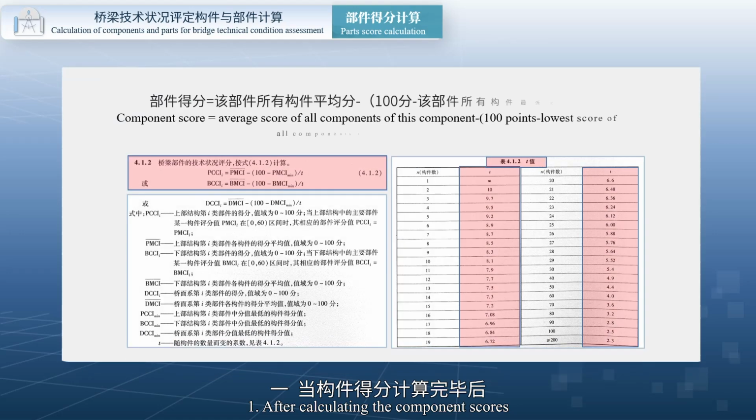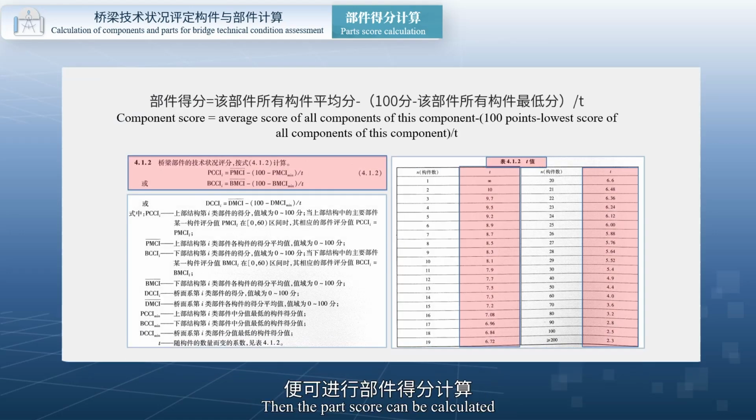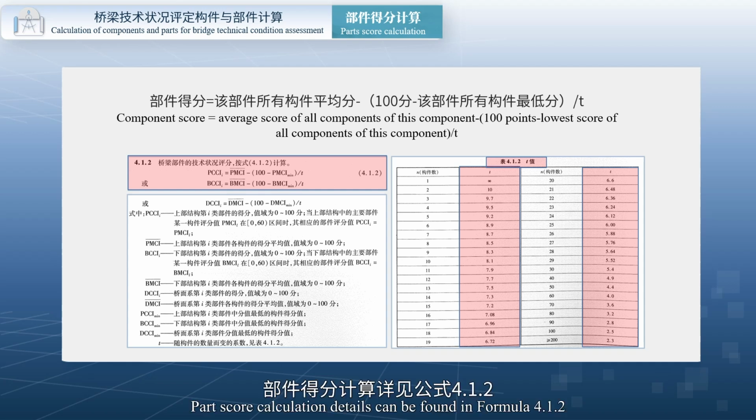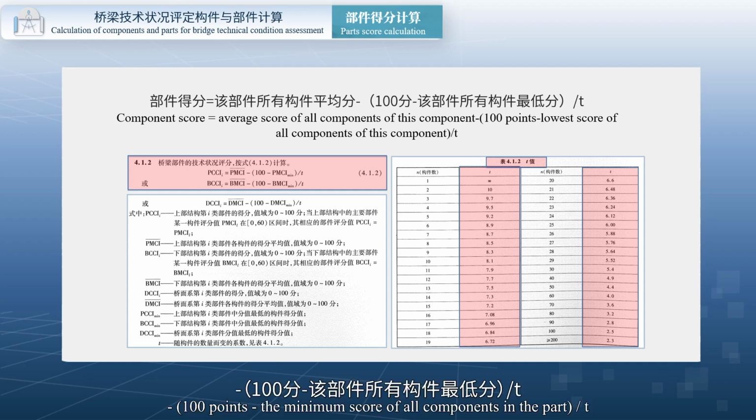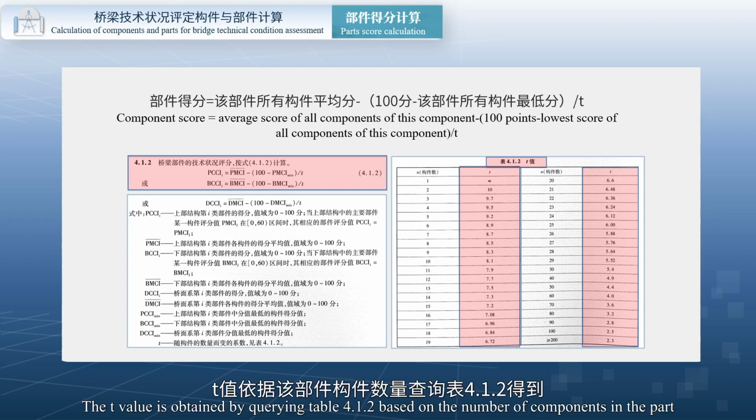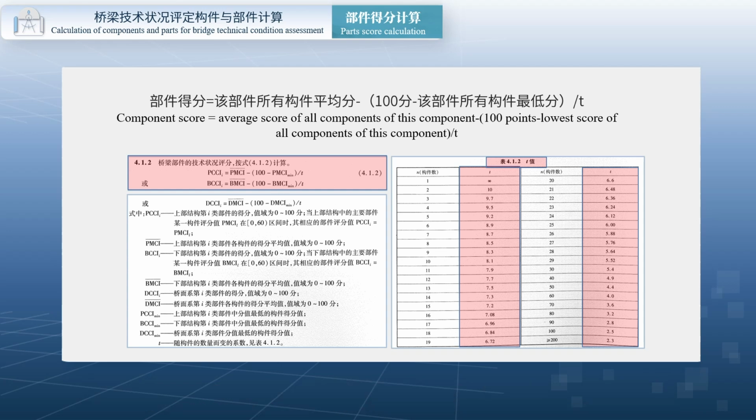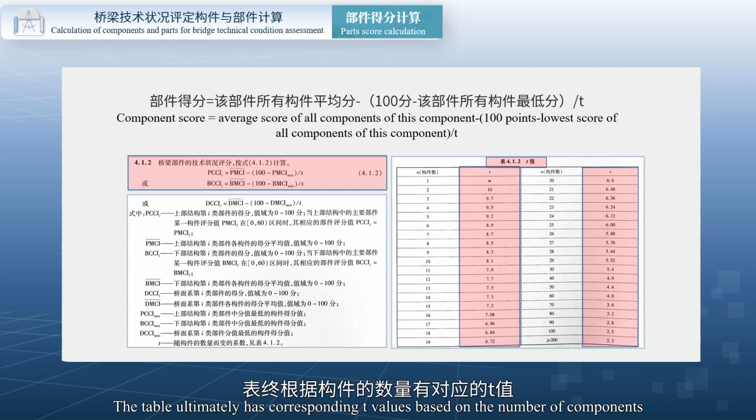First, after calculating the component scores, the part score can be calculated. Part score calculation details can be found in Formula 4.1.2. Part score equals the average score of all components in the part, plus 100 minus the minimum score of all components in the part, divided by T. The T value is obtained by querying Table 4.1.2 based on the number of components in the part. The table has corresponding T values based on the number of components.